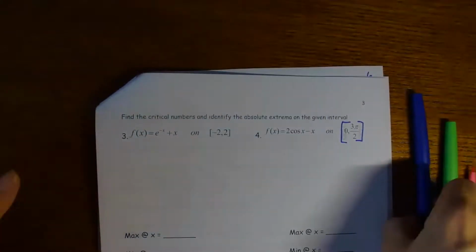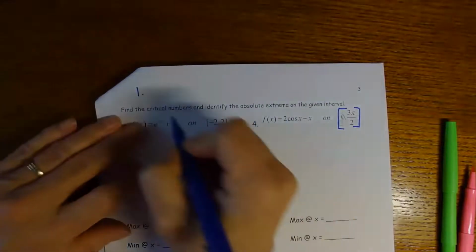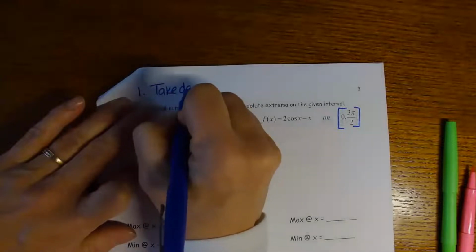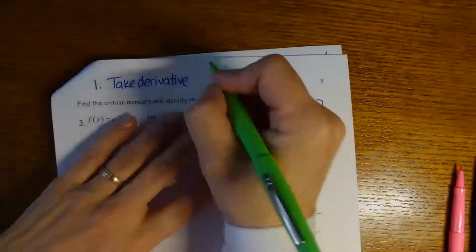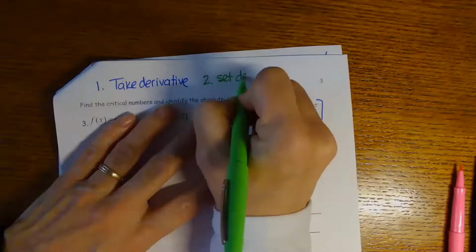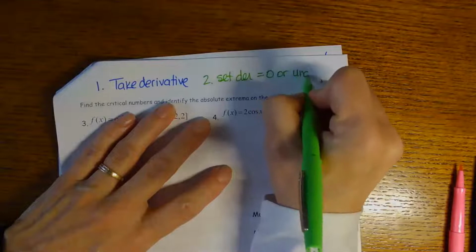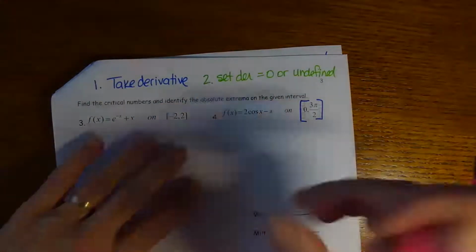All right, y'all. What are those steps again? What do we do first? Take the derivative. Write that down again. See how good I'm getting at this? Because I keep writing it down. What do we do after we take the derivative? Set the derivative equal to 0 or undefined. Sometimes we forget about undefined because it doesn't pop up as much.